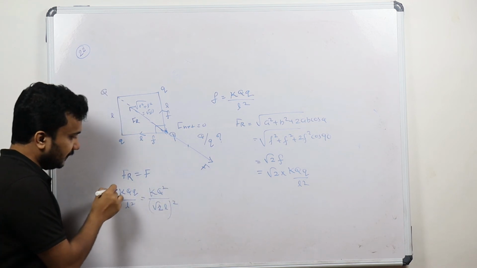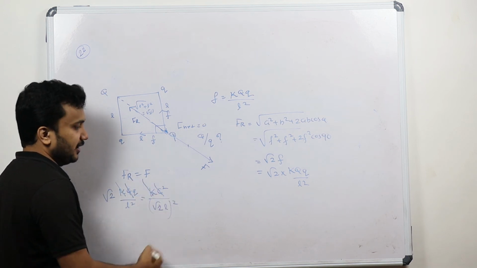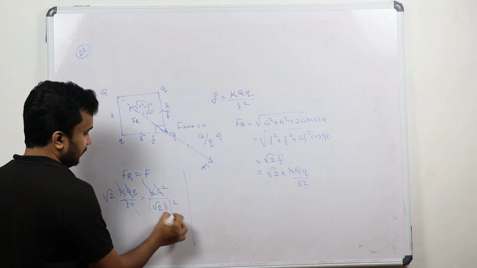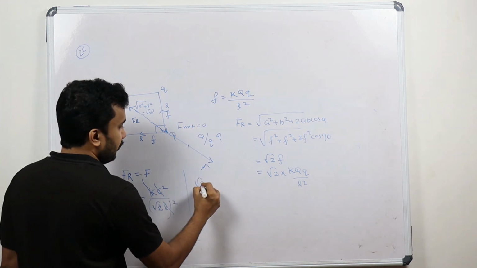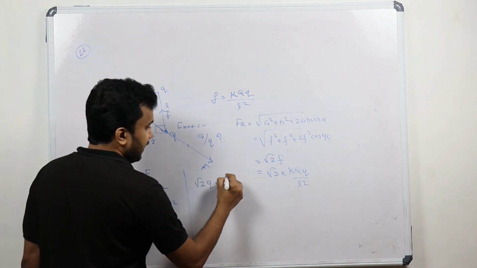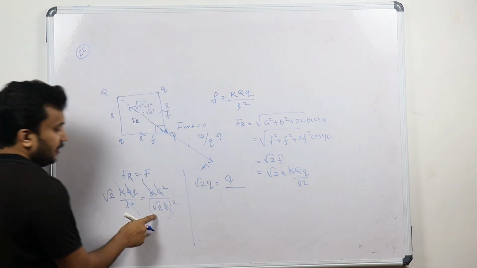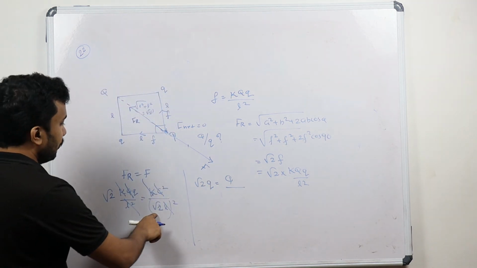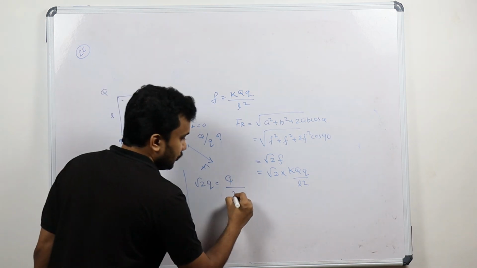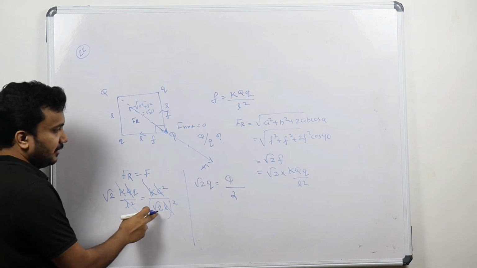So K cancels, capital Q cancels, K cancels, capital Q cancels. So we are simplifying further. L square cancels. Root 2 into Q will be there on the left side. And the right side, what is there? Capital Q will be here, because one Q gets cancelled, divided by root 2 L square. L square is cancelled. Root 2 square means 2 will be there, right? So Q will be here and 2 will be there.